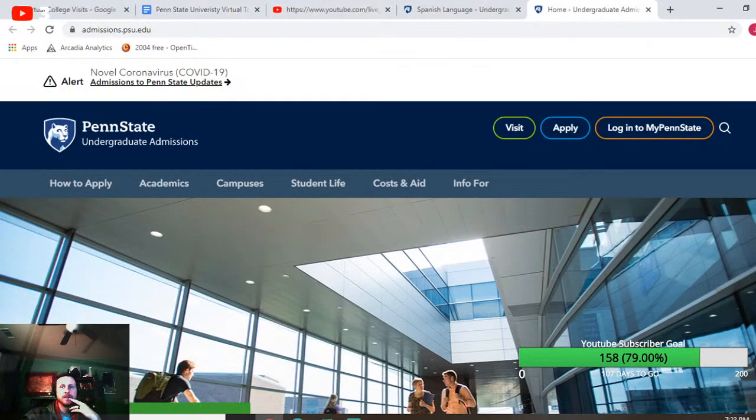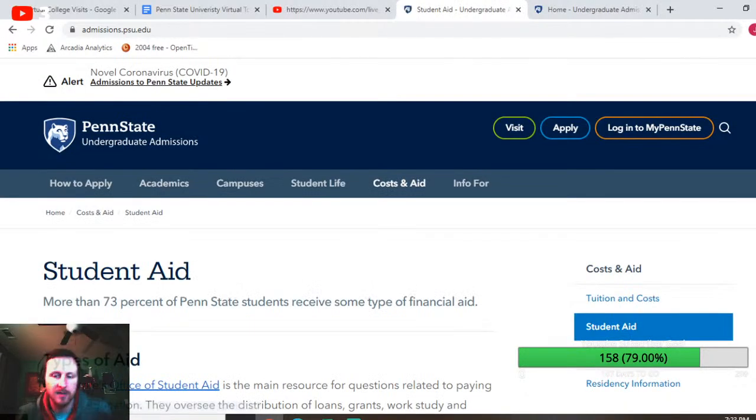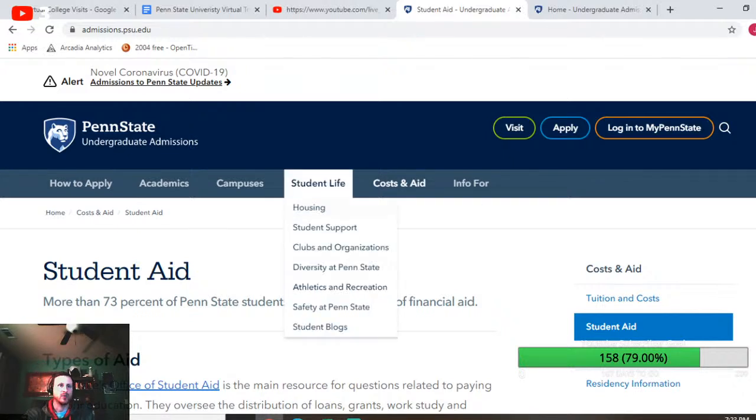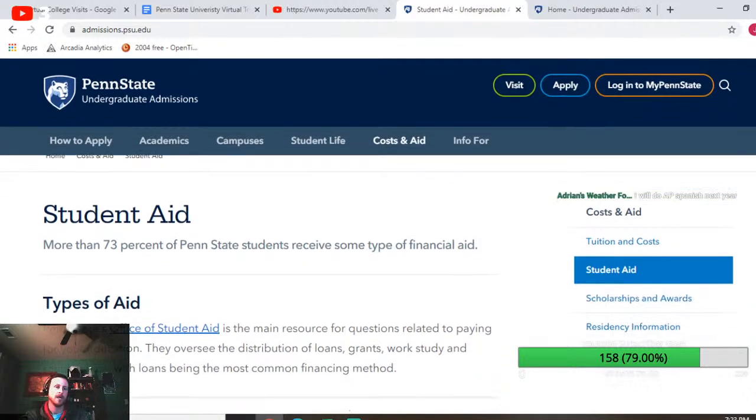Let's see what they have on financial aid. So let's look at student aid. It shows that 73% of them, yeah, you'll do, yeah, you need to. If nothing else, it makes you that much more competitive, I think.